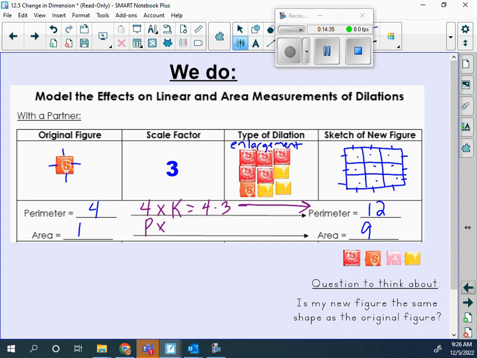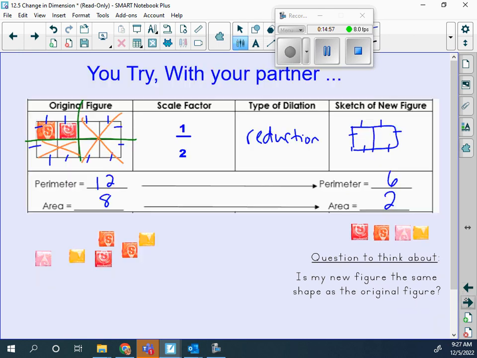Area times scale factor squared. So in this case, 1 times 3 squared. Is that equal to 9? Yes. Guys, are y'all writing this in? I want you to write it in. This is like the key to this whole thing. Okay? Look at that next one.